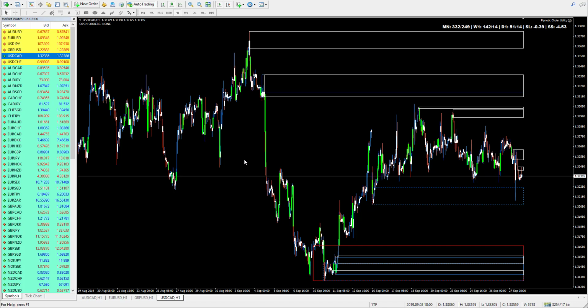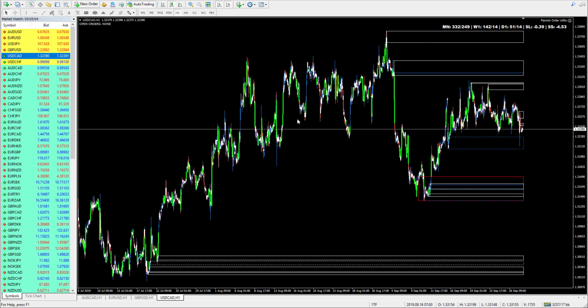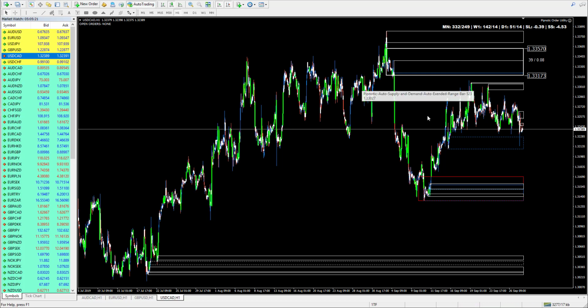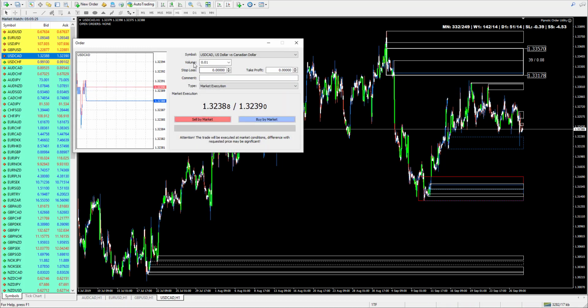So, got to zoom out. Okay, so we had this one here that was tested. And we're going to take this whole area. Tested, tested, tested, tested. This one did it. So, this is where we trade. Price almost got to it and then it moved away. I like that, so I'm going to take that.